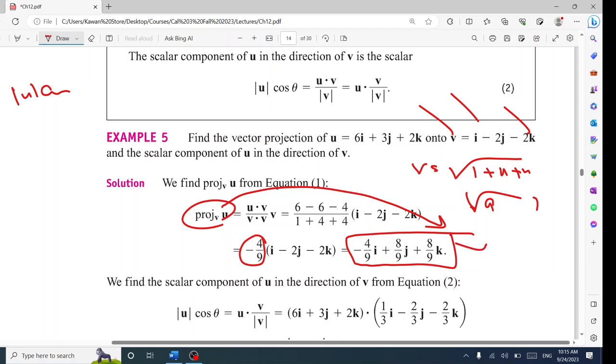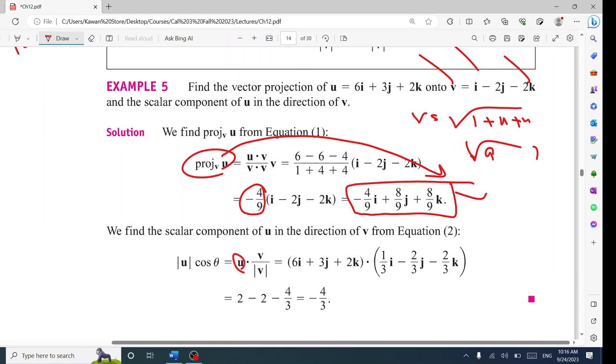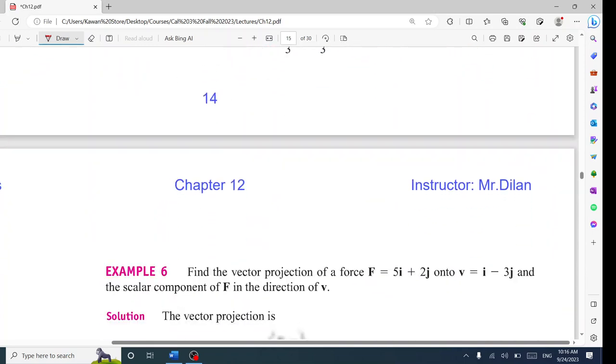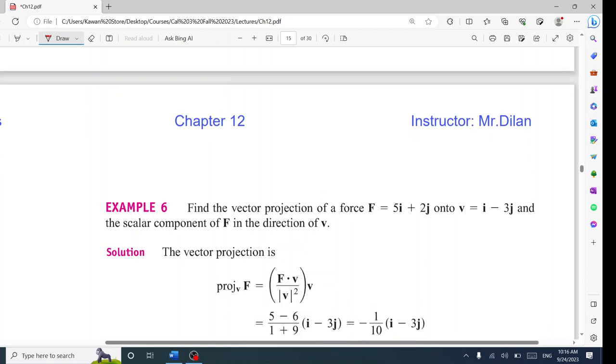Now, the scalar component equals what? It equals u multiplied by the unit vector of v. What do I mean by the unit vector of v? I mean v over the length of v. So here's u, here's v over its length, and here's the multiplication between them. So we got a number. Clear or not? Please ask me if you didn't understand or the idea is not clear. Clear? Good.